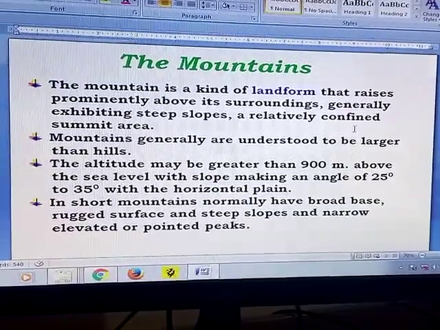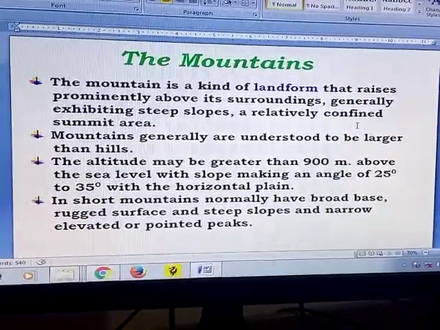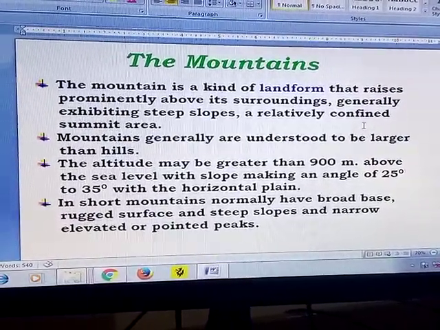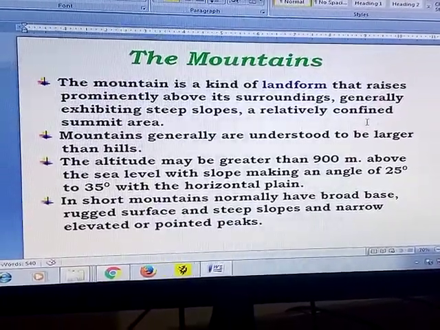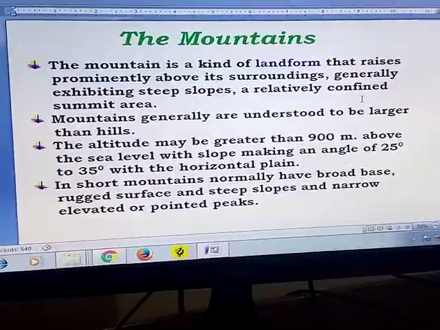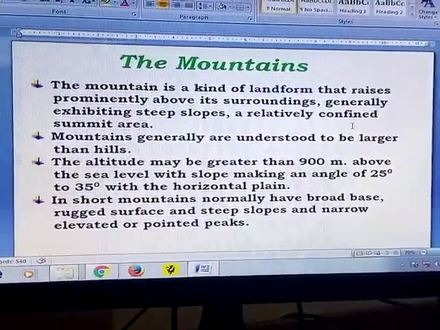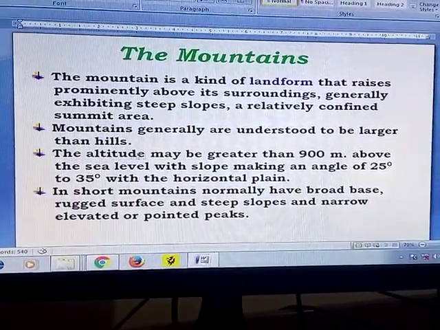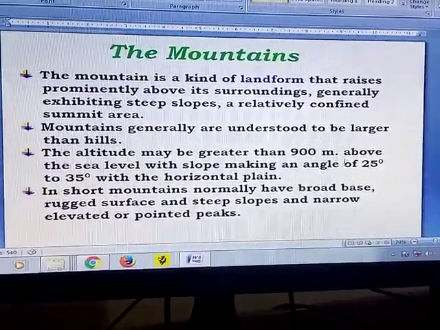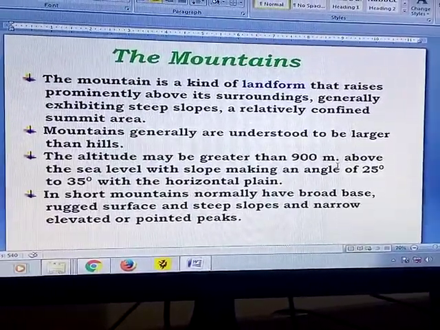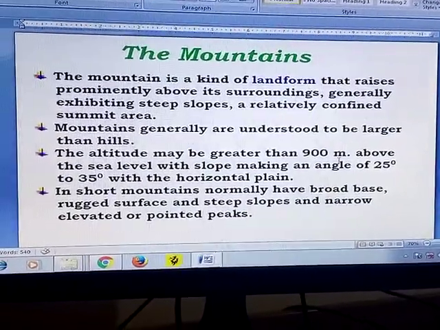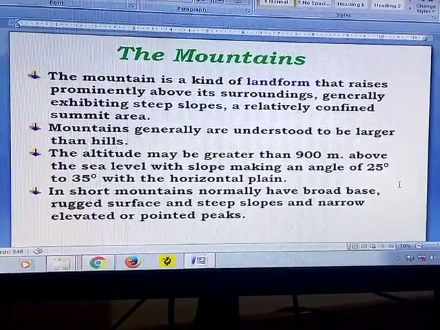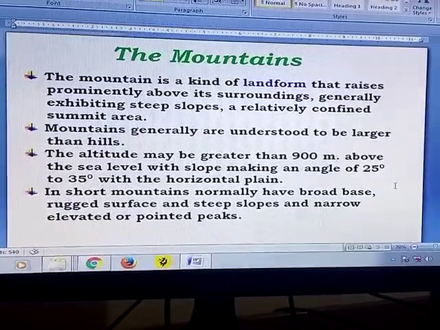Mountains generally are understood to be larger than hills. Pahar, Parbat, they're not the same. So hills and mountains, they look and sound similar. However, geographically they are not the same. Mountains are much higher than hills. The altitude may be greater than 900 meters. Altitude means the height. It should be 900 meters and above the sea level, of course. And the slope makes an angle of 25 degrees to 35 degrees with the horizontal plane.